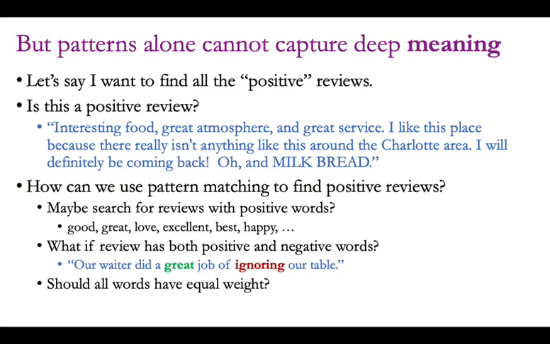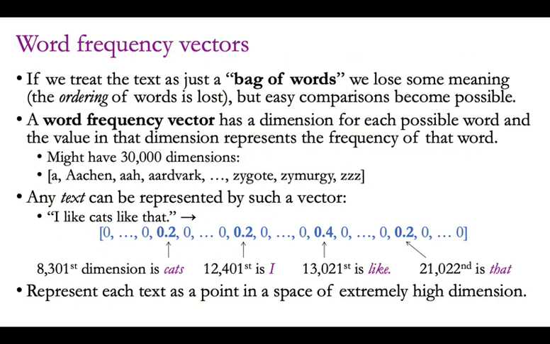So if you have a review that has both positive and negative words, like our waiter did a great job of ignoring our table, that's not a positive review, right? It has the word great in it. I mean, it also has the word ignoring, so maybe you can search for both, and then if both are there, you can cancel them out. But clearly, just looking for particular words and using patterns is brittle. It's not going to easily give us an answer to this problem we're trying to solve.